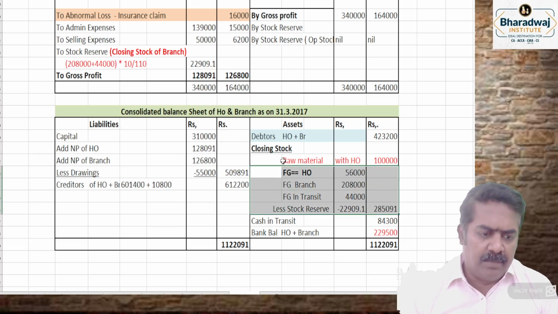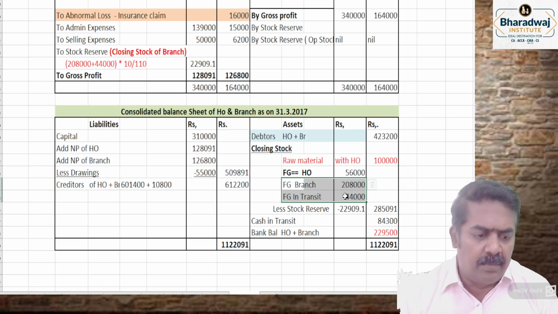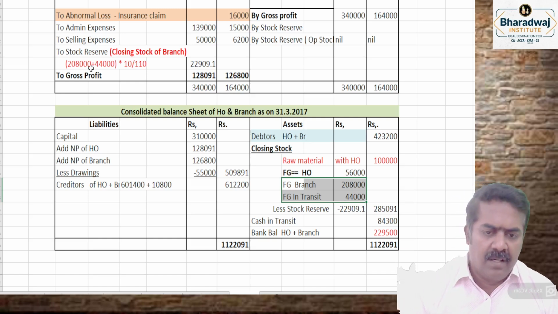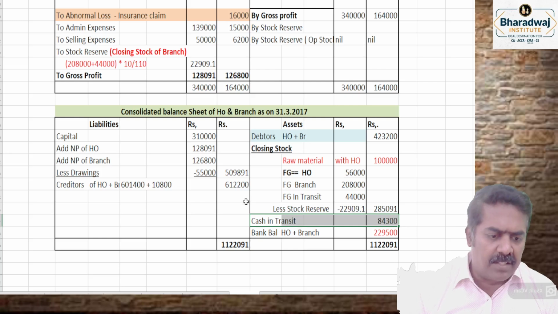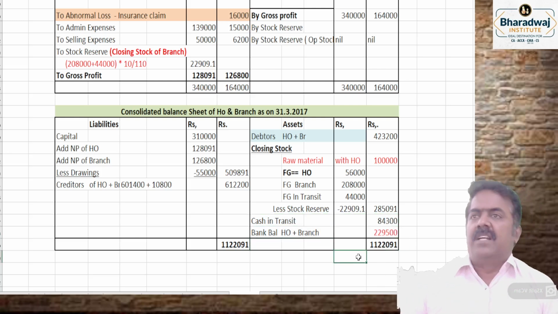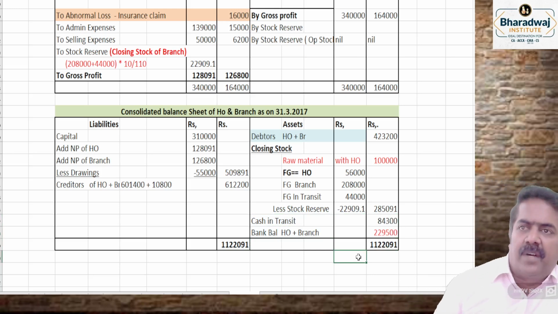When preparing the balance sheet, finished goods of head office will be at cost price. Branch both in transit item and goods will have invoice price. Minus the profit element, you will get which one? Net value of goods. Cash in transit, remittance that is not received. Bank balance of head office and branch is there. If there is any other asset like plant and machinery, furniture, we will add it.